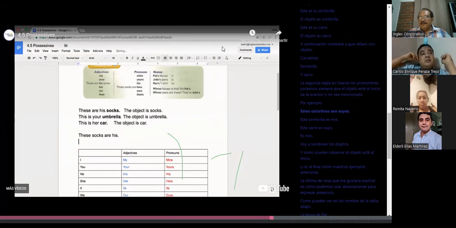Okay, pero ahora lo mejor es practicarlo, right? Y la primera forma de hacerlo es escrita, right? Example, you can say, my blue shirt is new.